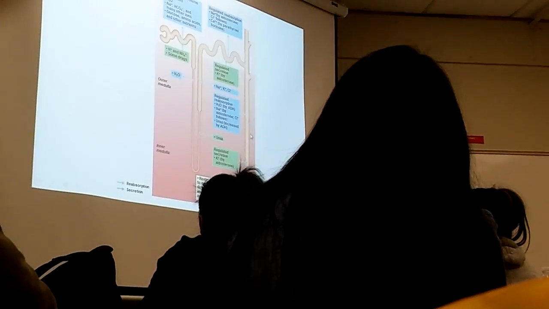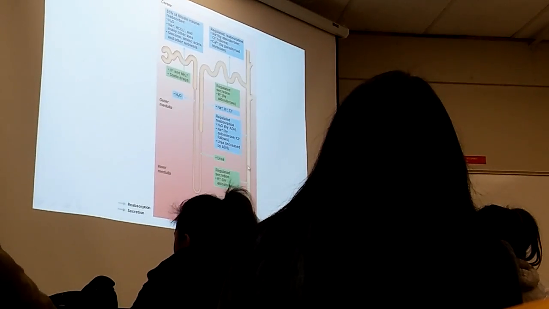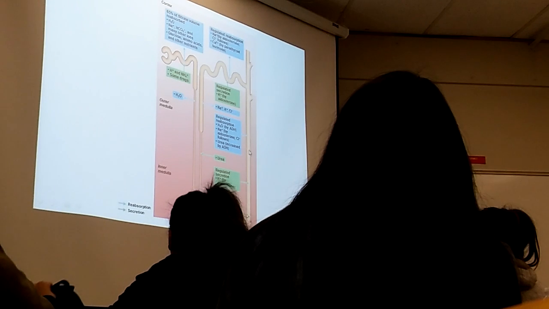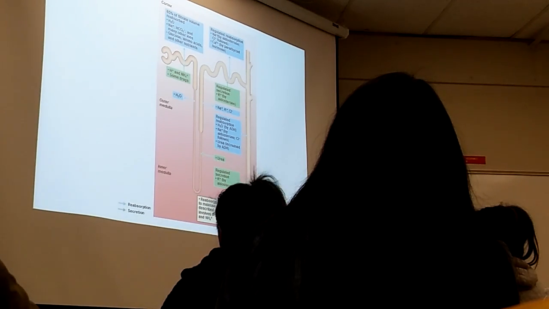Here's our collecting duct. This part we have not talked about either. So this part right here, the loop of Henle, and this part right here has to do with saving water. And so that's what we're going to talk about today. Actually, the saving water part. Okay, are we all right?